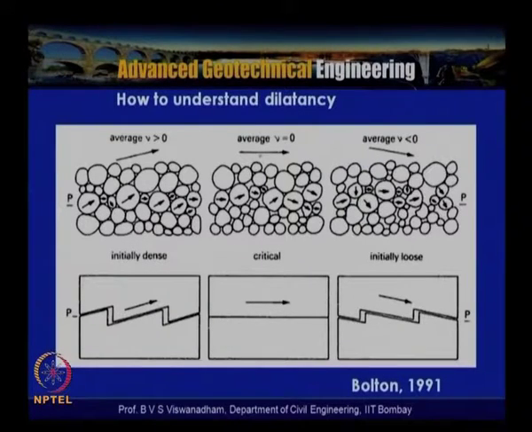Now, as we have seen, it is possible that the soil can be in a very dense state, and after a certain point the shear can occur at constant volume, which is called critical. When this is attained at constant volume, no change in void ratio takes place, and the void ratio at which no change in volume takes place is called the critical void ratio.